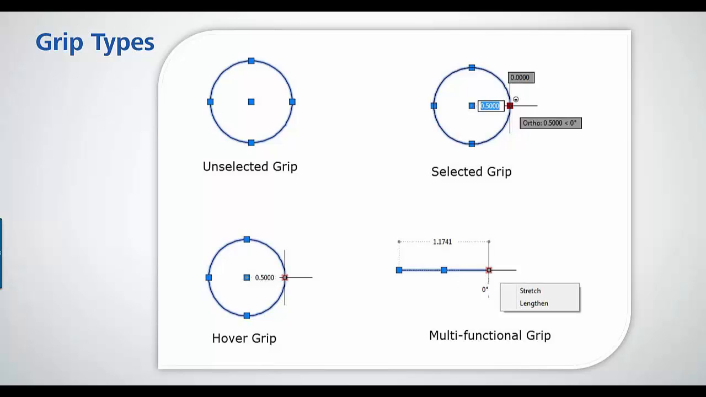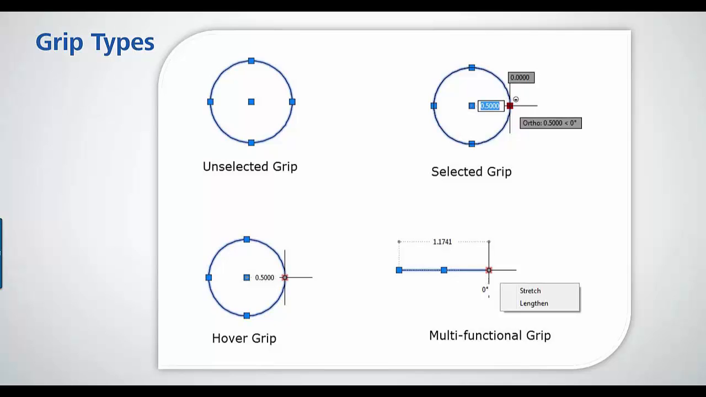This particular picture in the lower right is of a multifunctional grip. It's called this because when you hover or select a grip on an object that has multifunctional capabilities, you're going to get a little menu that appears. So in this case, you have an option to stretch or lengthen that particular line. So grips have come a long way. We used to not have that type of information available to us, but they've come a long way, and they've added some nice features to grips.